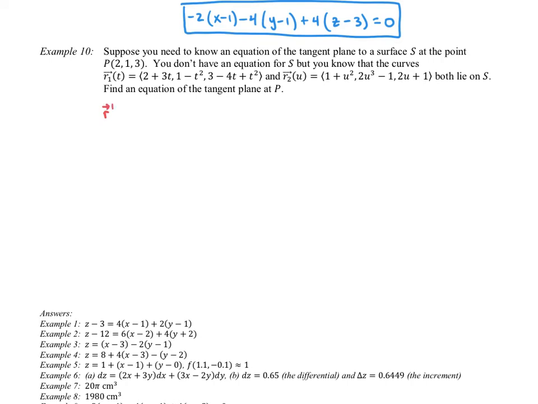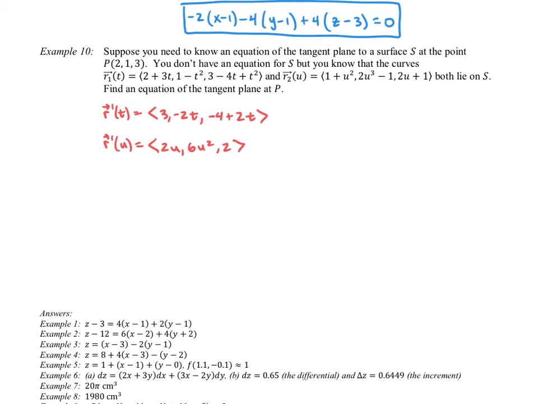Let's take a look at the derivative of the first curve with respect to t. So we have 3, -2t, and -4 + 2t. And then we have the derivative of the second one with respect to u. That's 2u, 6u², and then 2. Now what we're going to do is calculate both of these tangent vectors.